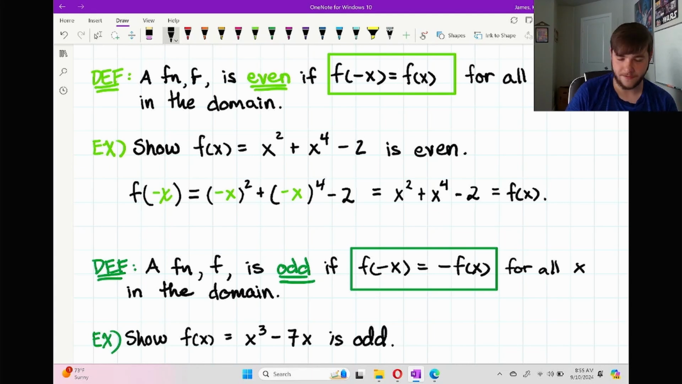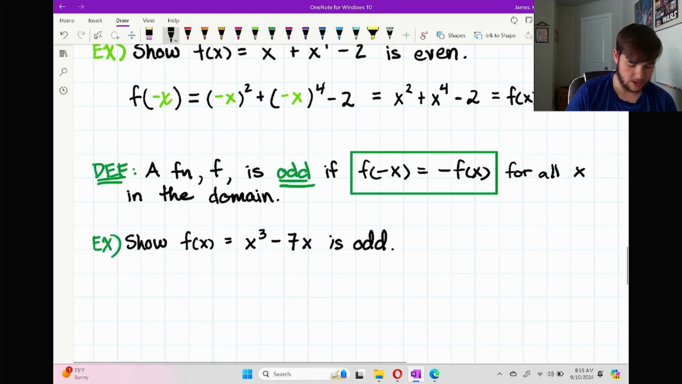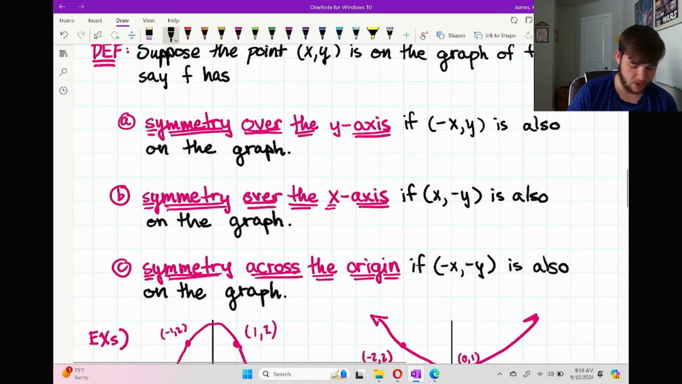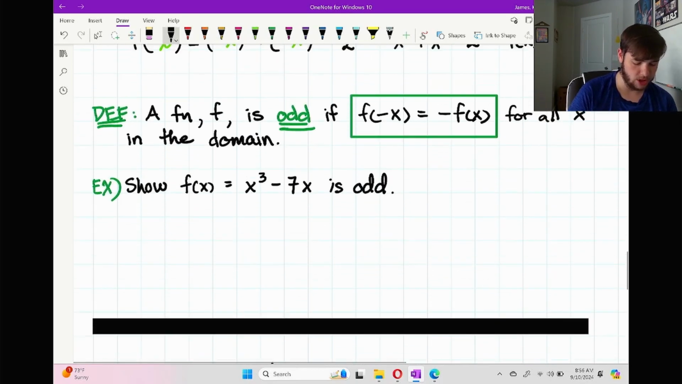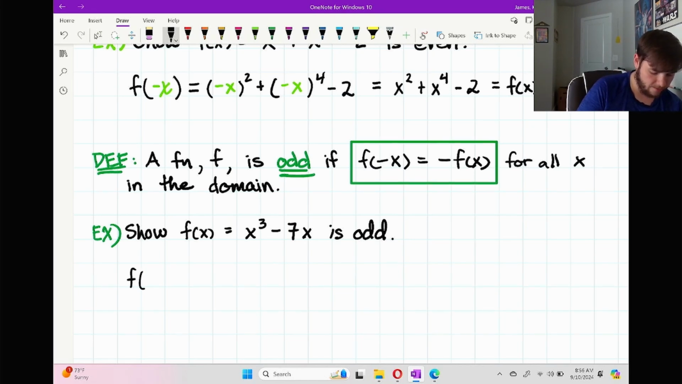We call odd functions like this third one that have symmetry over the origin. And odd functions say, if I plug in the opposite input, I should get the opposite output. Let's see how that lines up with the definition. If I plug in the opposite of x, I should get back the opposite of y. So how would I show a function as odd? Well, the same way I would show a function as even. I would take f(-x) and see what happens.